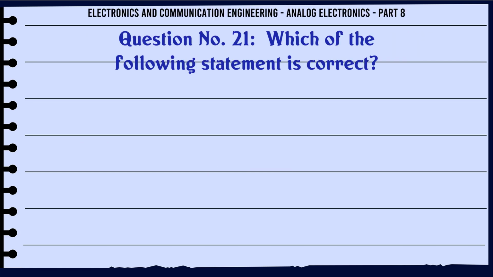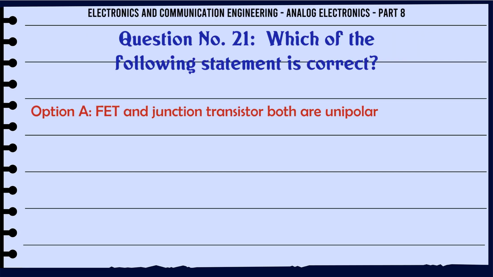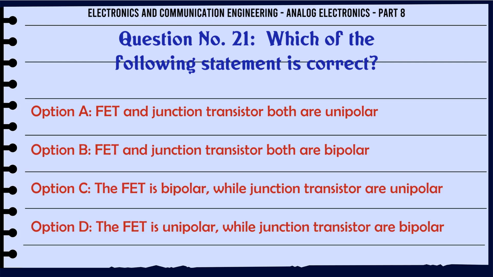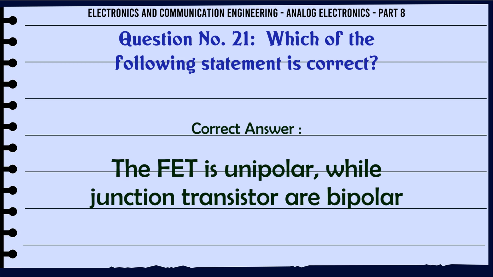Which of the following statements is correct? A, FET and junction transistor both are unipolar. B, FET and junction transistor both are bipolar. C, the FET is bipolar while junction transistors are unipolar. D, the FET is unipolar while junction transistors are bipolar. The correct answer is the FET is unipolar while junction transistors are bipolar.